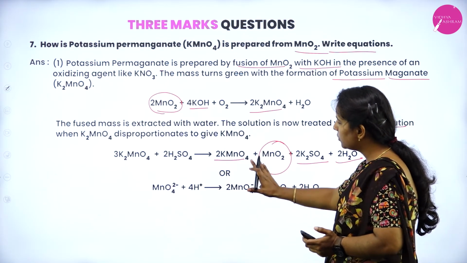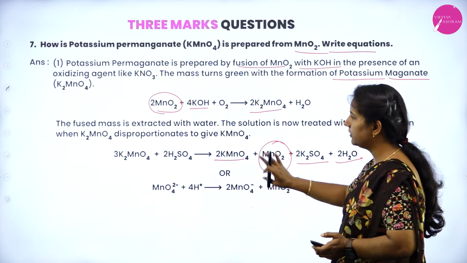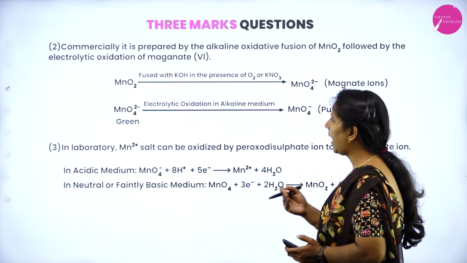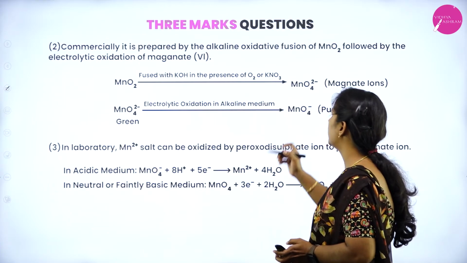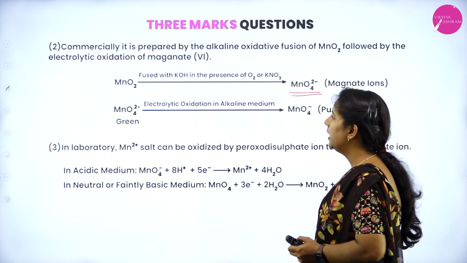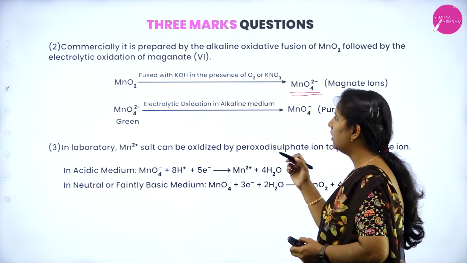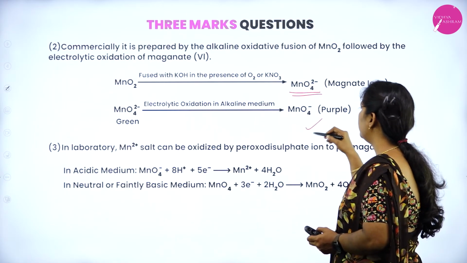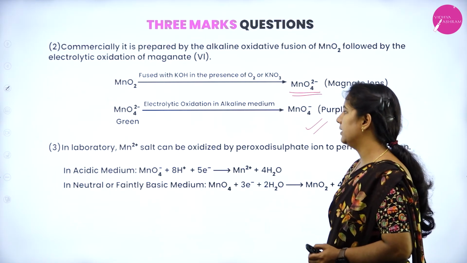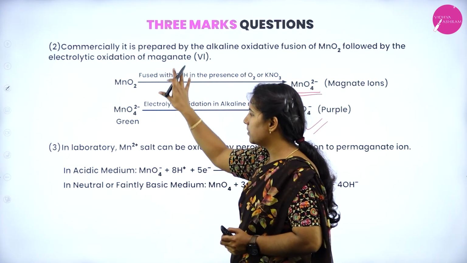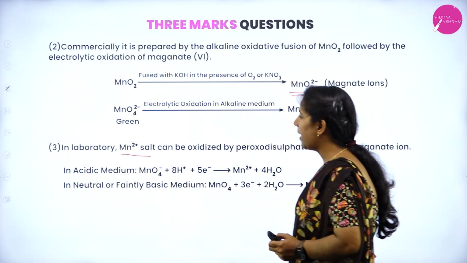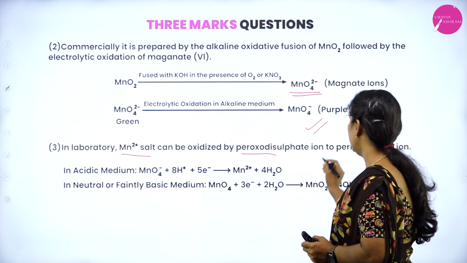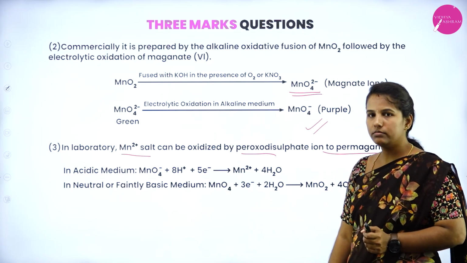So here I have shown two types of reaction. You can write any one of these reactions for your exam. And in the third step, manganese dioxide is fused with a base in presence of oxygen to form a manganate ion, a green colored manganate, which is allowed to pass through electrolytic oxidation in the alkaline medium, and it forms purple colored permanganate. So in industry, it is commercially done. In the laboratory, manganese plus 2 salts are oxidized by peroxodisulfate ion to form potassium permanganate.